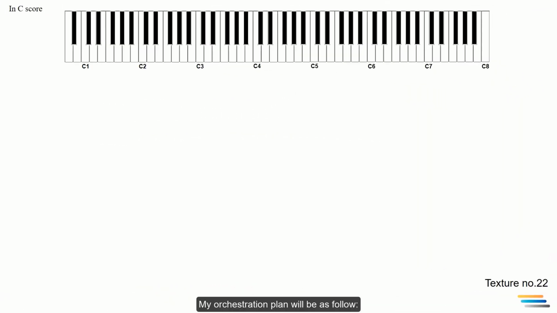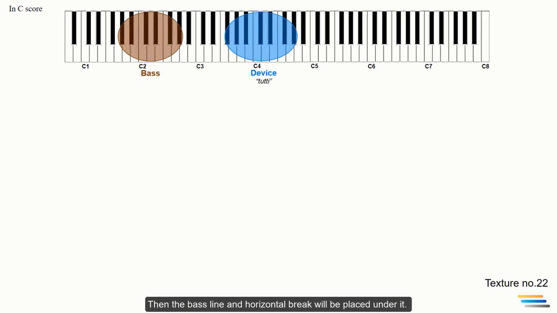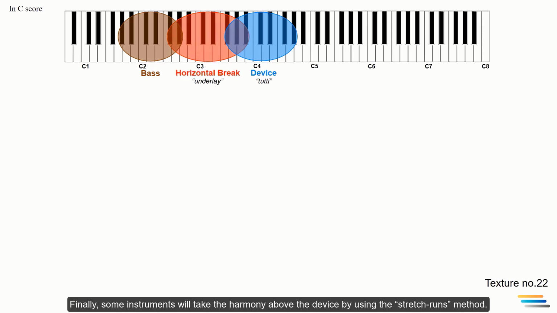My orchestration plan will be as follows. A one-part melodic device is on the middle register. Then the bass line and horizontal break will be placed under it. If you want, you can substitute it with the spread method. Finally, some instruments will take the harmony above the device by using the stretch runs method.